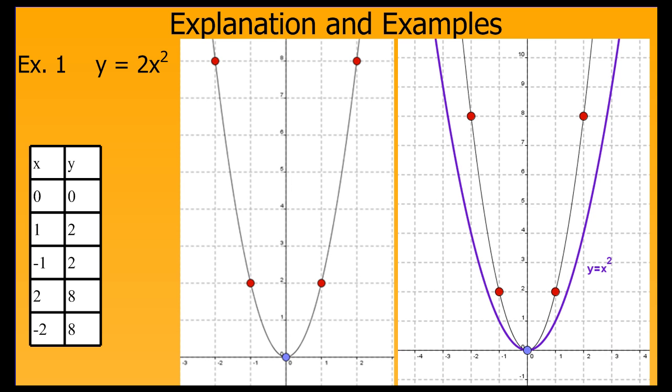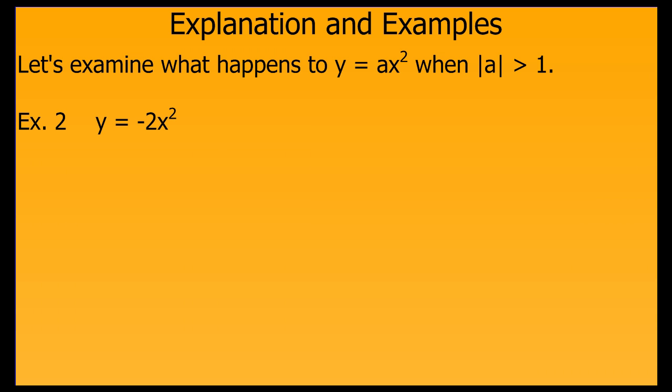Now let's compare this graph with our parent function y equals x squared graphed in purple. Notice how y equals 2x squared is narrower than our parent function y equals x squared. Or you could say that y equals x squared is wider, however you'd like to look at it. Let's look at another example where the absolute value of a is greater than 1, but this time a will be a negative number.